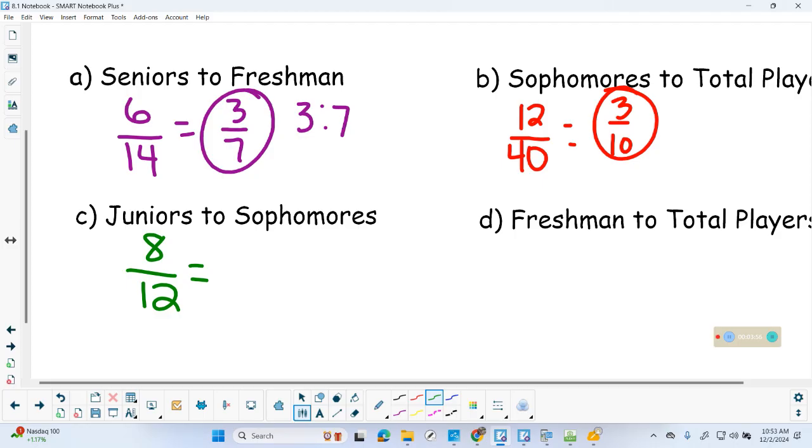Final answer. 2 over 3. Perfect. All right, and let's do the last one of this. 7 over 20. Freshmen to total players. How many total freshmen first? 14. Let's start with that. Total players, we said. 40.